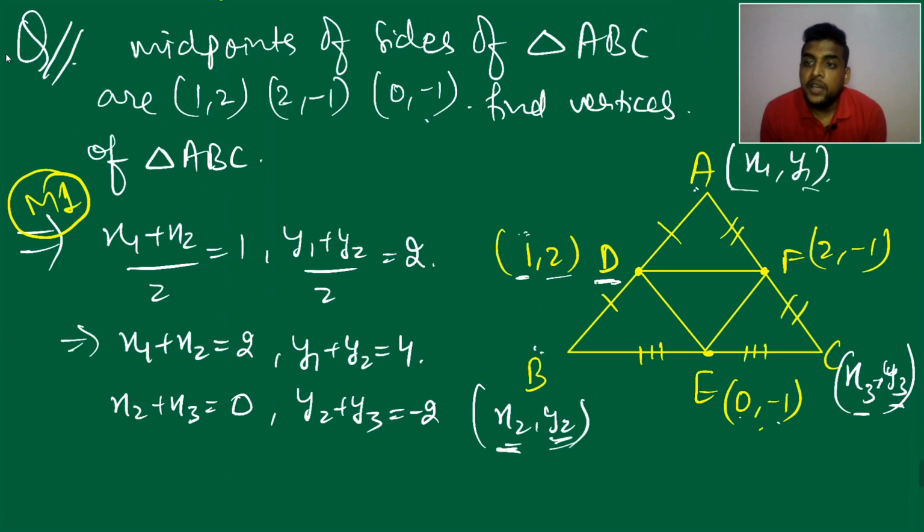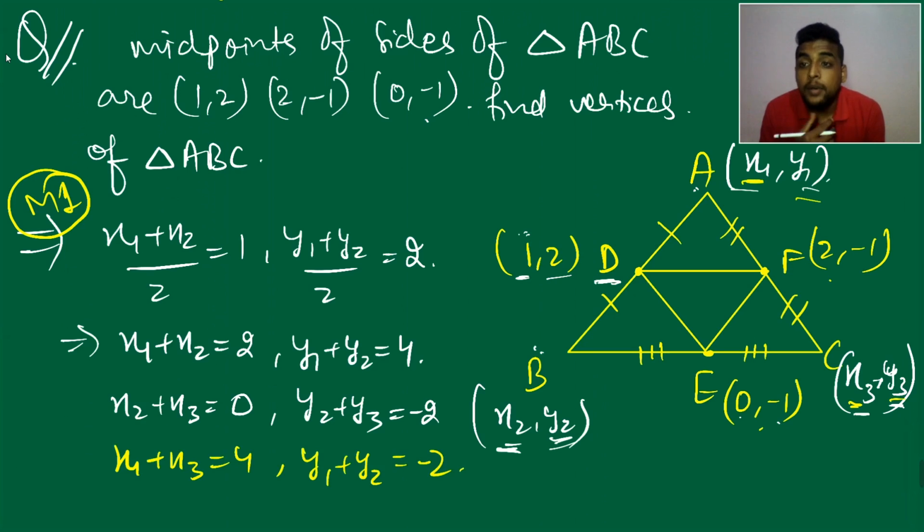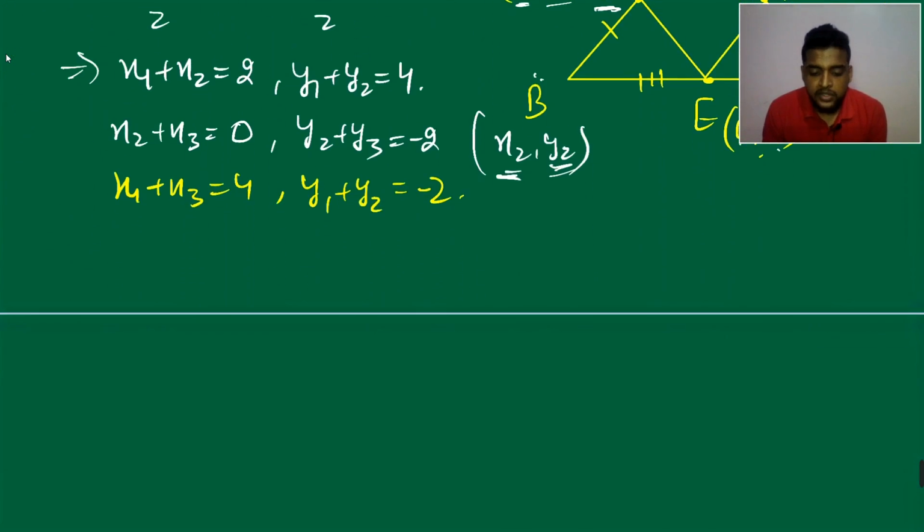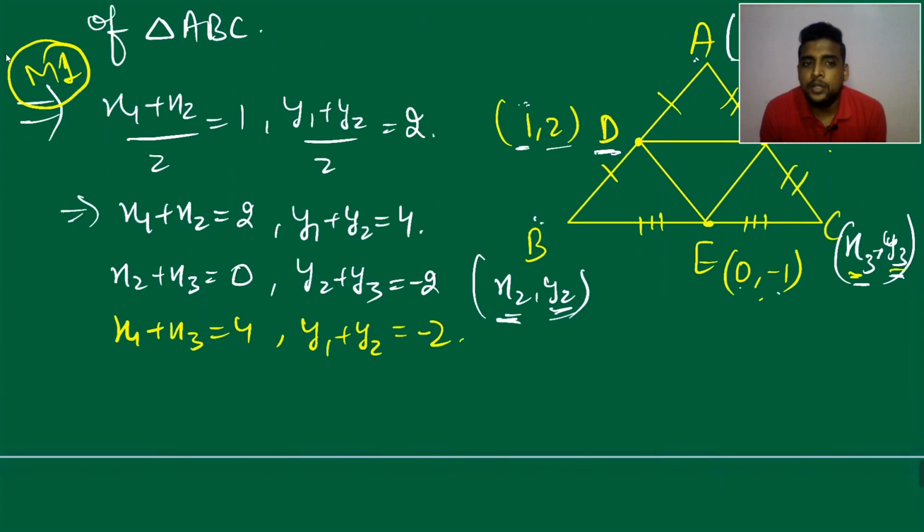Fine. Okay, now similarly (x1 plus x3) by 2 equal to 2, so x1 plus x3 is equal to 4. Similarly (y1 plus y3) upon 2 is equal to -1, so equal to -2. Any problem? No. Now we have to find x1, x2, x3. Problem is solved. How? Let me tell you. Now we have these equations. Now no need to concentrate on the diagram, right?